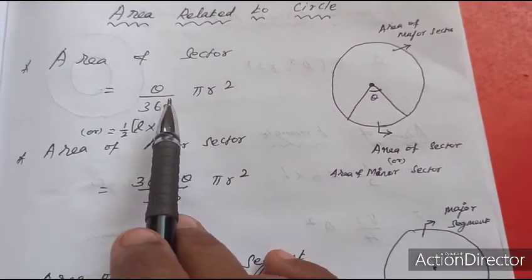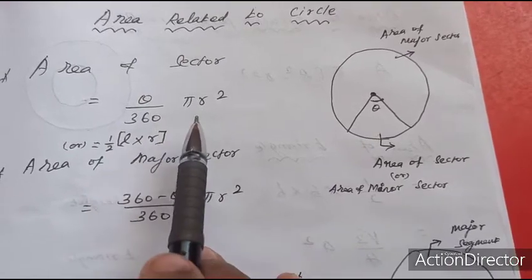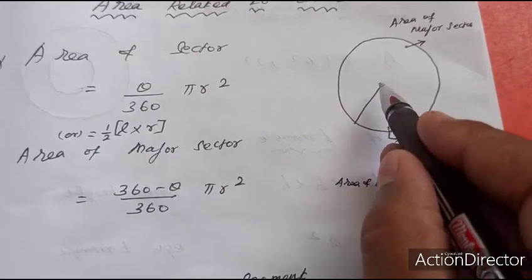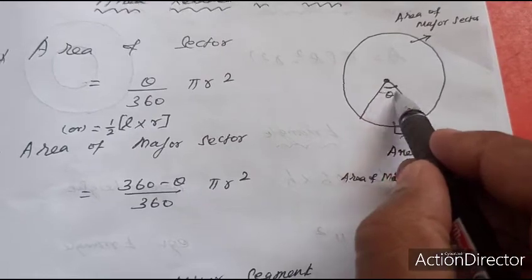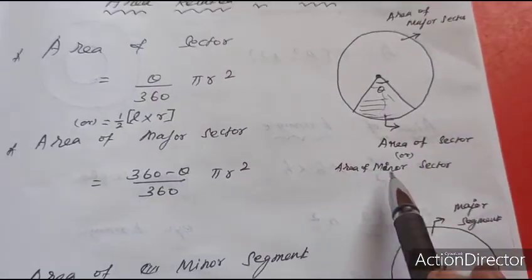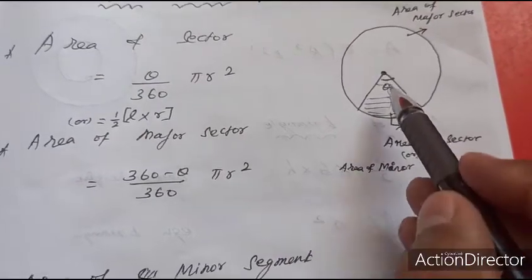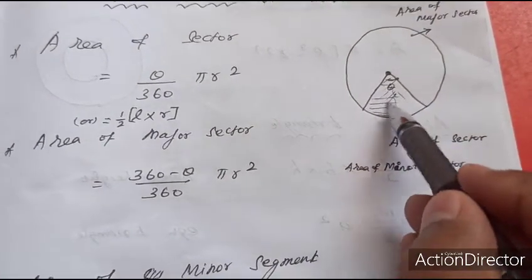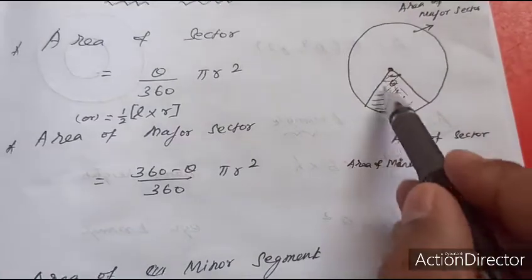Area of the sector formula: theta by 360 into pi r square. This region is the area of the sector. Another name is the area of the minor sector.